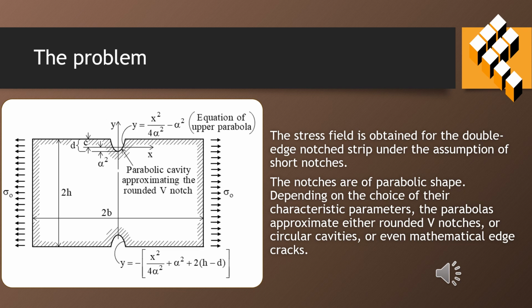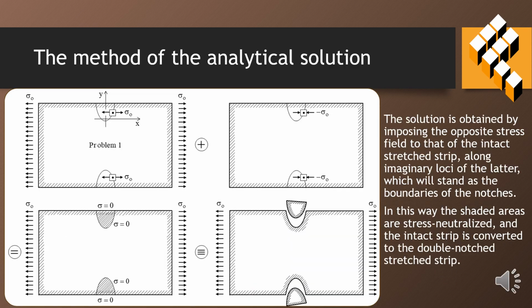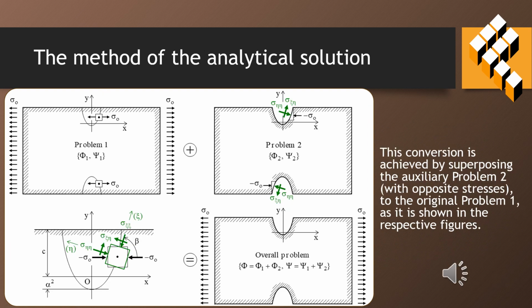Depending on the choice of their characteristic parameters, the parabolas approximate either rounded bent notches or circular cavities or even mathematical edge cracks. The solution is obtained by imposing the opposite stress field to that of the intact strip along imaginary loci of the latter, which will stand as the boundaries of the notches. In this way, the shaded areas are stress neutralized and the intact strip is converted to the double-notched strip.